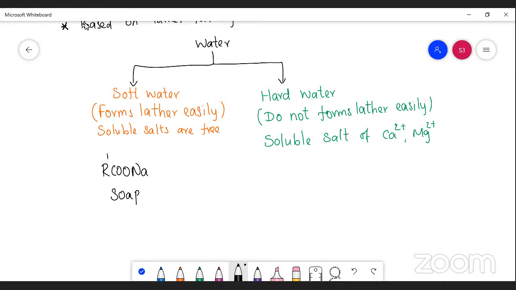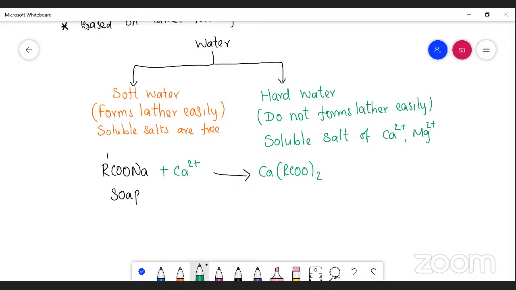Then what will happen in hard water? In hard water, soap reacts with the soluble salts, that is calcium or magnesium. Suppose we take calcium, then it is converted into calcium salts, that is Ca(RCOO)2.